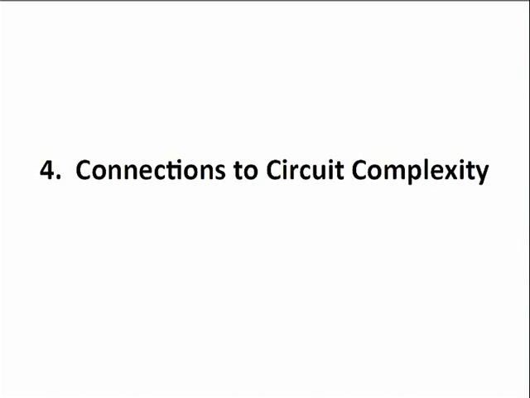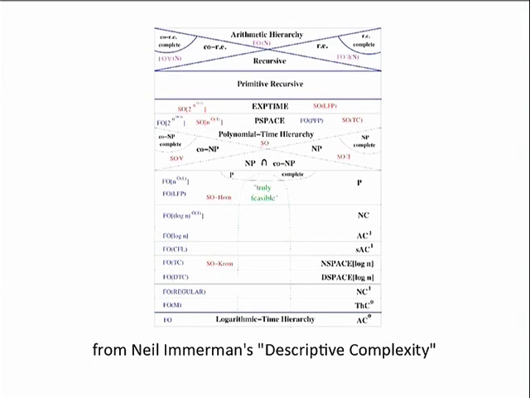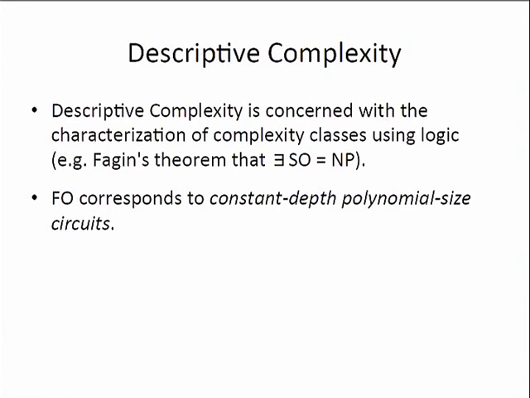Okay, so now in the last part of the talk, I'm going to describe some connections to circuit complexity. This is the famous diagram from Immerman's book on descriptive complexity. As we heard in the previous talk, descriptive complexity is concerned with the characterization of complexity classes using logic. The typical result in this field is Fagin's theorem, which says that existential second order logic captures the complexity class NP. In this talk, I'm concerned with first order logic. There's a very nice descriptive complexity characterization of first order logic in terms of the complexity class AC0, or constant depth polynomial size Boolean circuits.